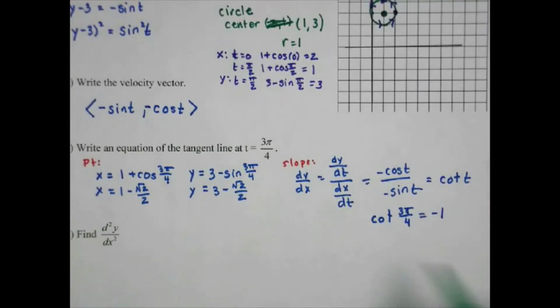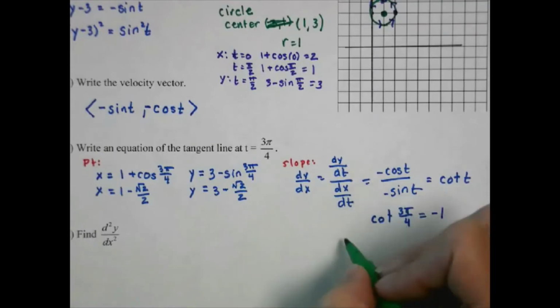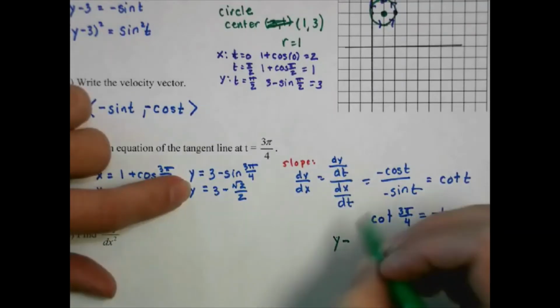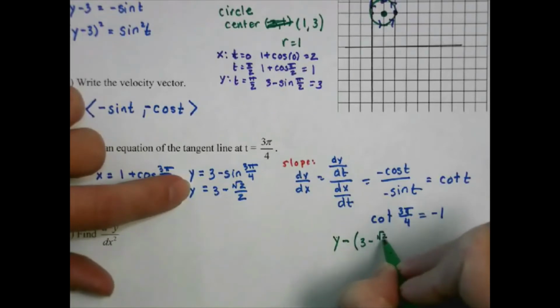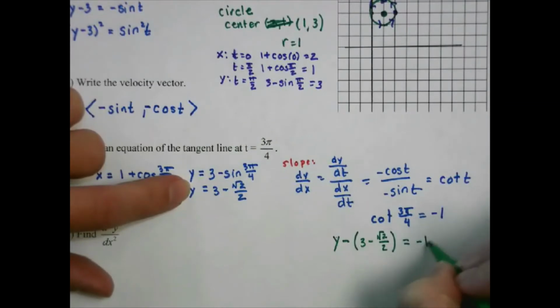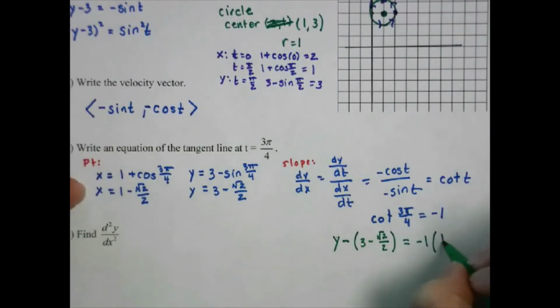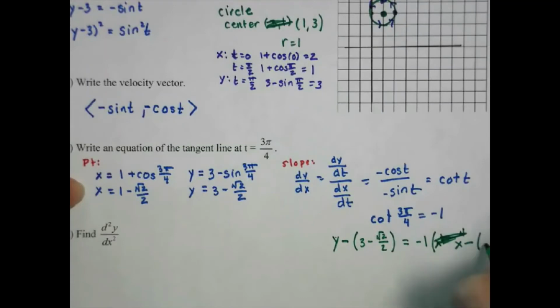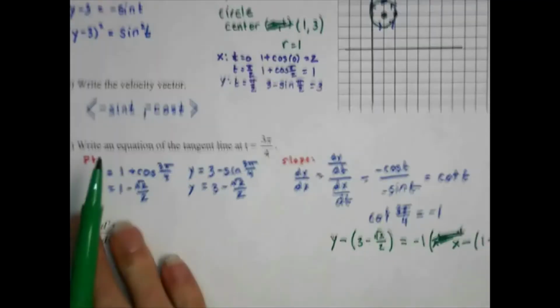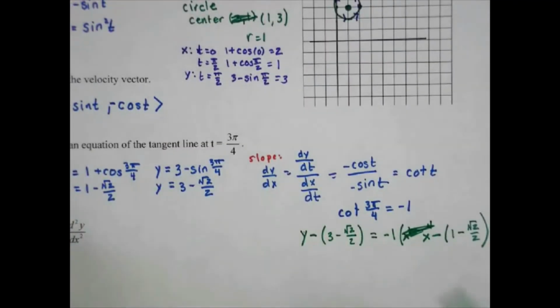So we'll take all this information and put it in our formula. So our equation of the line is going to be y minus the y value equals our slope times x minus 1 minus root 2 over 2. Sorry for the mess. So it's just y minus the y coordinate equals -1 times x minus the x coordinate.